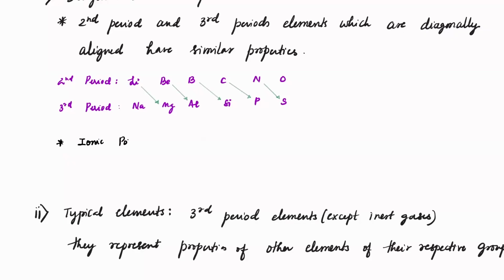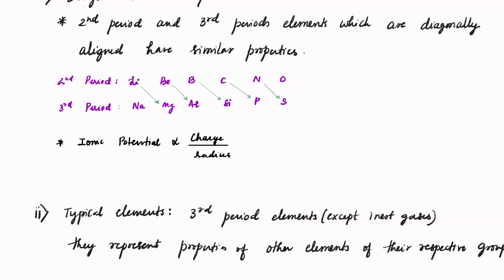Ionic potential. What does ionic potential mean? The potential factor of these elements depends upon how much charge they carry and what the radius of the atom is. If this factor is very close for the elements, they start showing similar properties. So lithium plus and magnesium 2 plus have almost similar properties. Got it? I mean, they will have similar ionic potential.